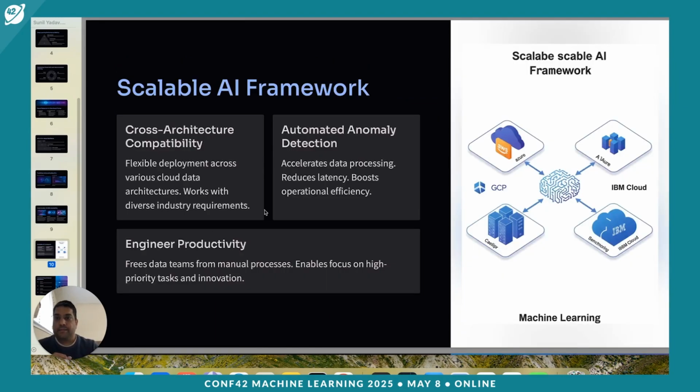Moving to the next slide. Scalable AI framework. So this is what we are talking about, right? Cross architecture compatibility. It's not only Oracle Cloud which is the point of discussion here. There are multiple solutions like Azure, AWS, Amazon Cloud, GCP, Google Cloud, IBM Cloud. So machine learning cuts through all these scalable AI frameworks to get the information required for the enterprise solution to work efficiently and effectively. Second is automated anomaly detection.